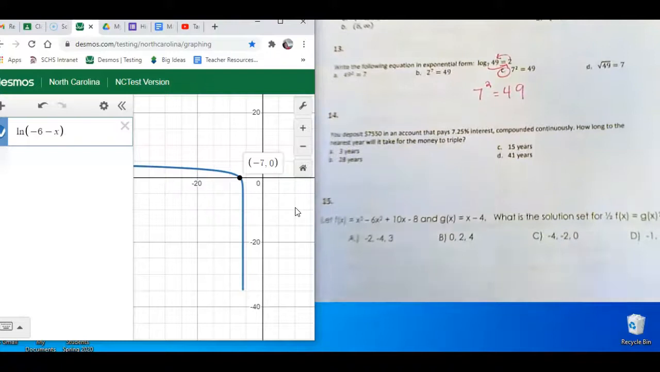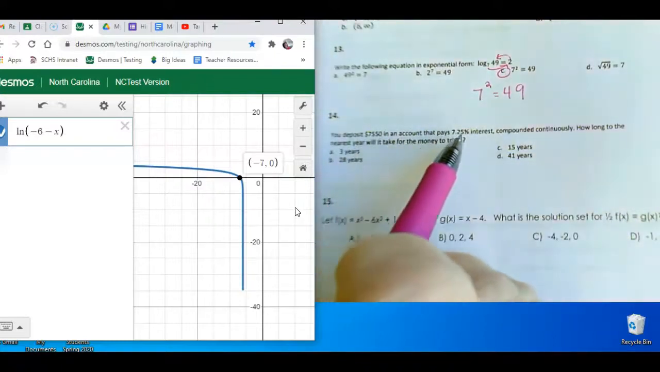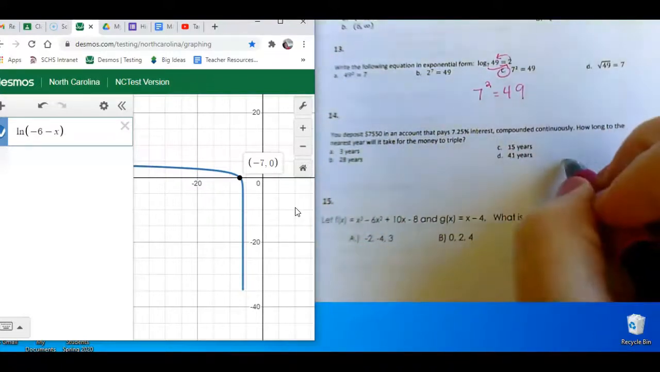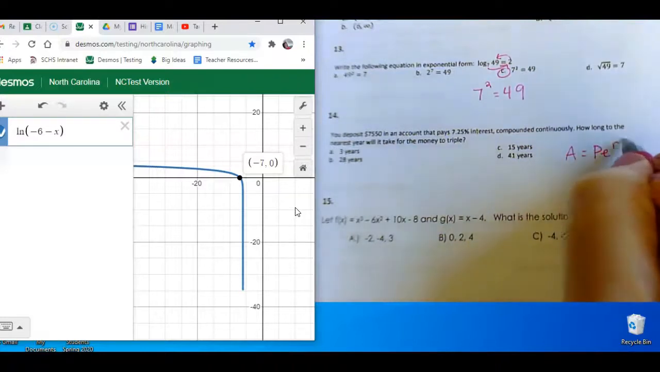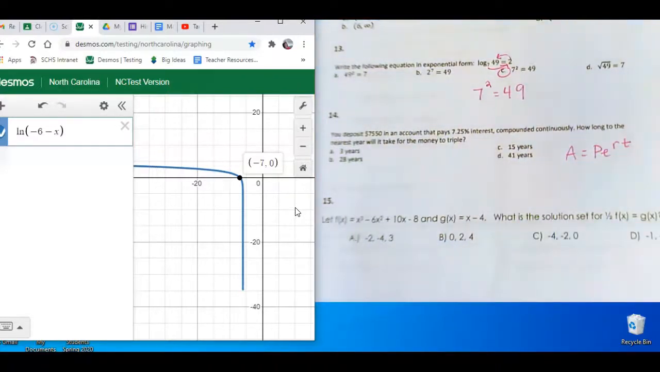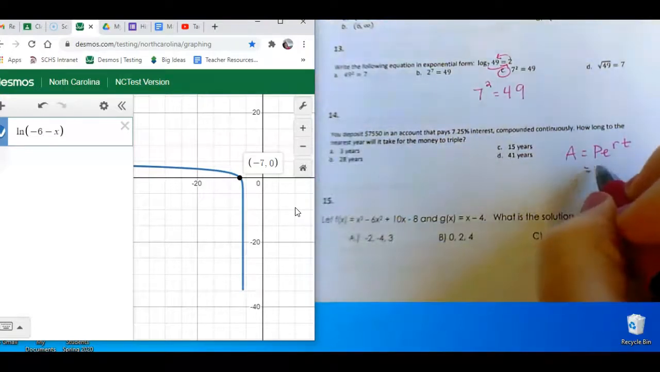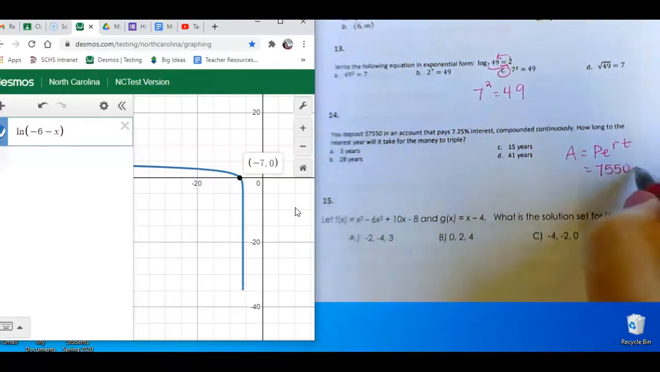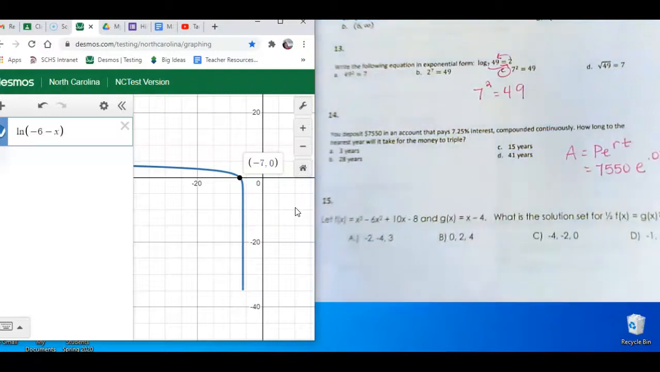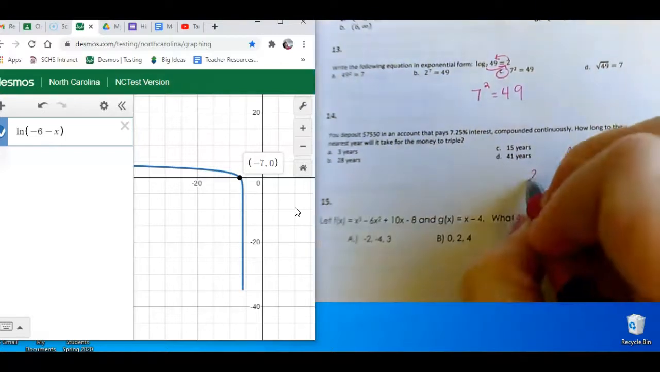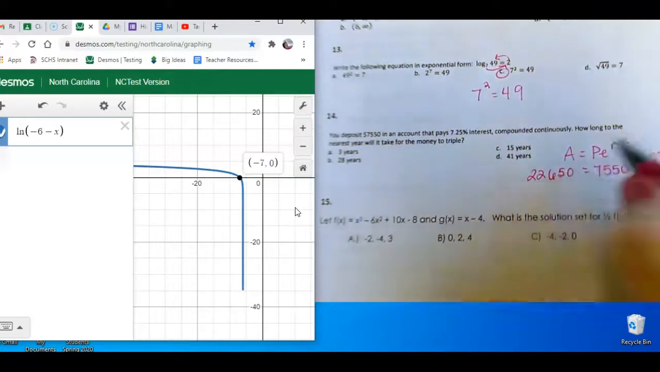Number 14. You deposit this amount of money into an account with this interest compounded continuously. If we see continuously, we know this is the formula that we're going to use. We're starting with 7,550. Our rate is 0.0725. We don't know the time, and we want the money to triple. If you take 7,550 and multiply by 3, you get 22,650, like that.